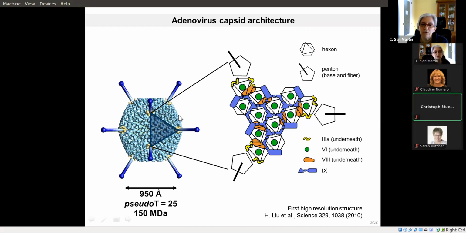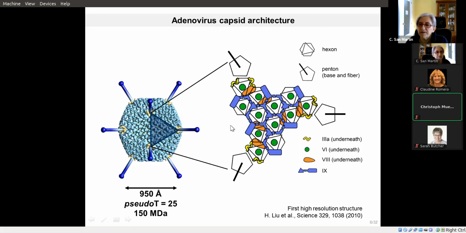They have a non-enveloped icosahedral capsid. As you can see here, this capsid is rather large and complex. It has a pseudo-T equals 25 triangulation number. The facets of the icosahedron are made mostly by the hexon, the major coat protein. At the vertices, we have the penton base protein and the fiber, and these are responsible for binding to the receptor. And in this case, this is human adenovirus type 5, the most commonly used vector.